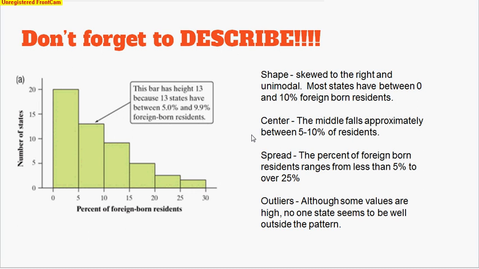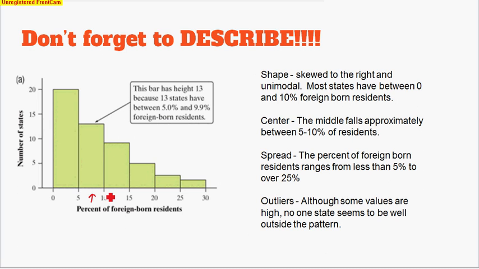Clearly skewed to the right, right? I got a ton of data on the left-hand side, and as I move to the right, there's less and less data. So most data is on the left-hand side from 0 to 10. Less data on the right, hence skewed right. Center: the middle falls approximately between 5 and 10%. It looks like somewhere right around here would be the middle of the data. It looks like most states have 5 to 10% foreign-born residents.